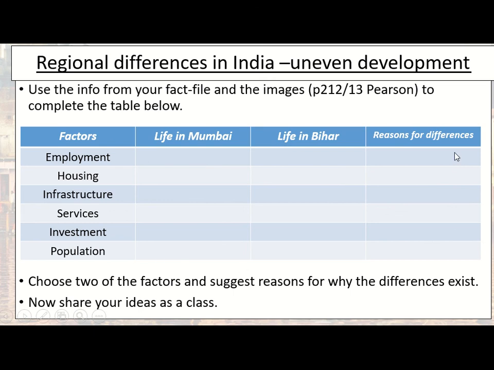If it takes you the remainder of your time to complete this table, then basically that's job done. If that doesn't take you very long because you're a keen bean, you want to crack on, what you might want to do is choose 2 of the factors. It says suggest reasons why the differences exist. That is for the slightly lazier people, everyone really should be trying to come up with reasons in every single one of these boxes if you're going to do it within the 35-ish minutes or more. It does say to share your ideas as a class, but I don't really want you to do that because you can't, you're at home.